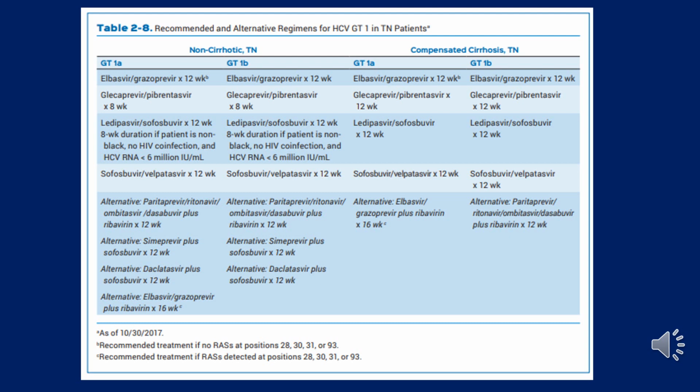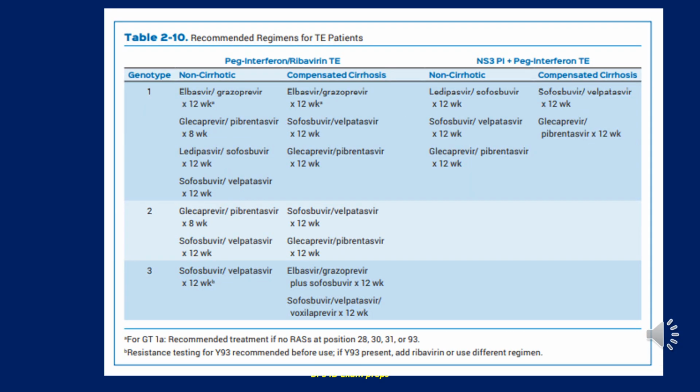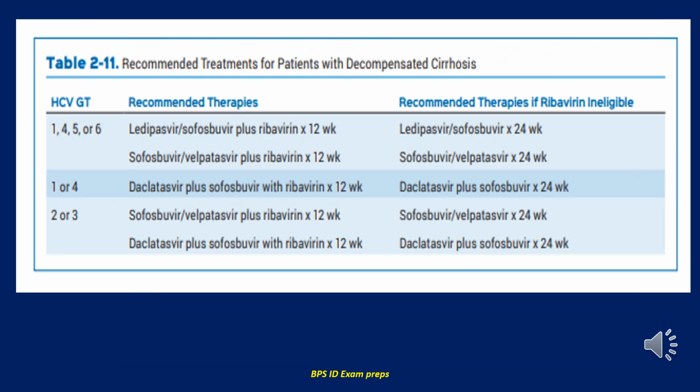Pause the video and carefully scrutinize Table 2-8 summarizing the recommended and alternative regimens for HCV genotype 1 in treatment-naive patients. Pause the video and carefully scrutinize Table 2-9 summarizing the recommended and alternative regimens for HCV genotype 2 or 3 infection in treatment-naive patients. Pause the video and carefully scrutinize Table 2-10 summarizing the recommended regimens for treatment-experienced patients. Pause the video and carefully scrutinize Table 2-11 summarizing the recommended treatments for patients with decompensated cirrhosis.